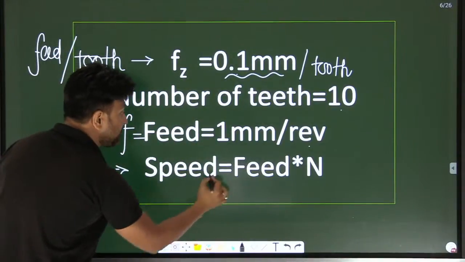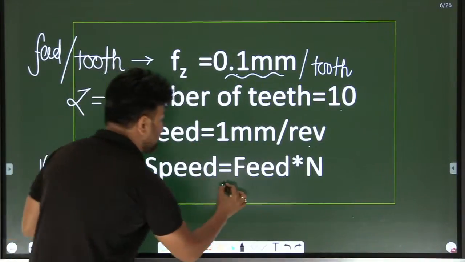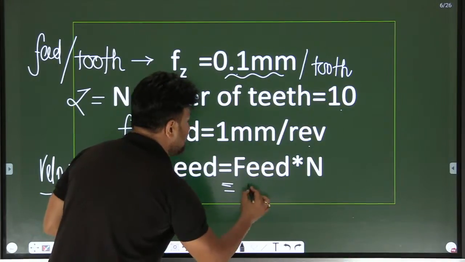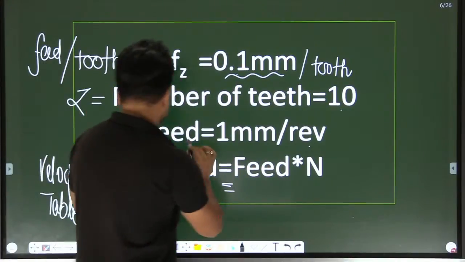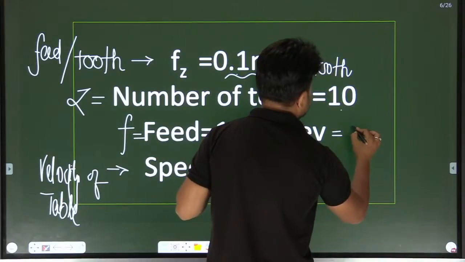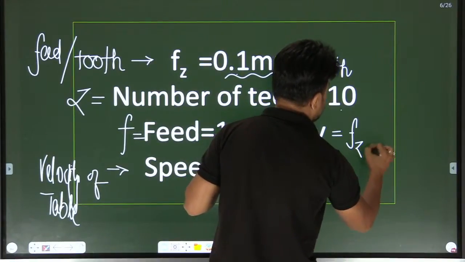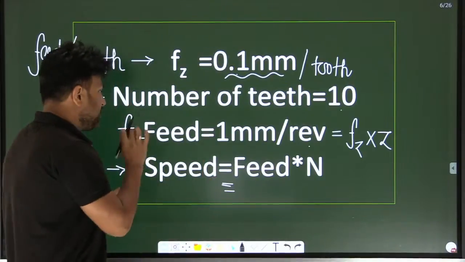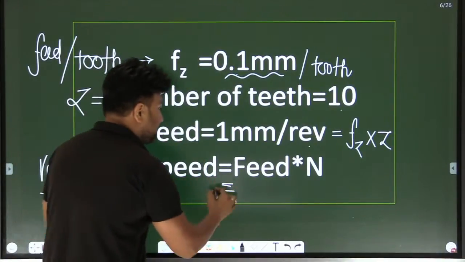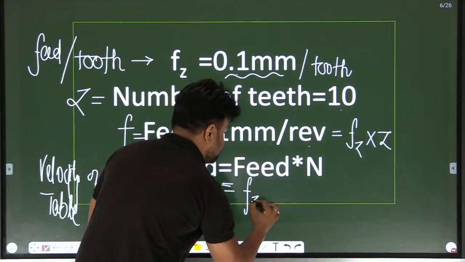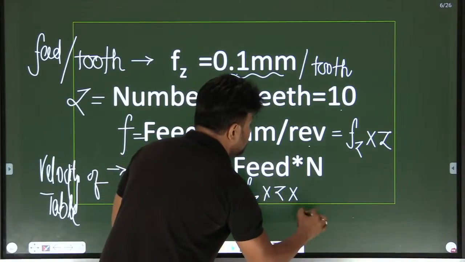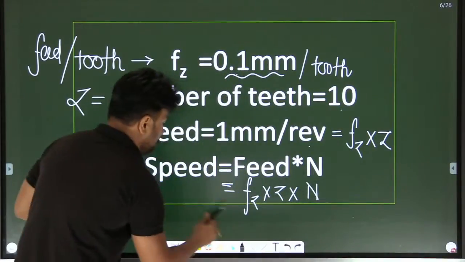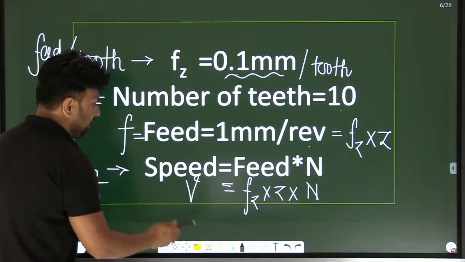So velocity or feed equals what? You can write it in terms of Fz. Basically, what is your feed? Feed is your Fz into Z. That is 1 mm per revolution. Now, what is velocity or speed? That is Fz into Z into RPM. That is the velocity of the table, my dear.